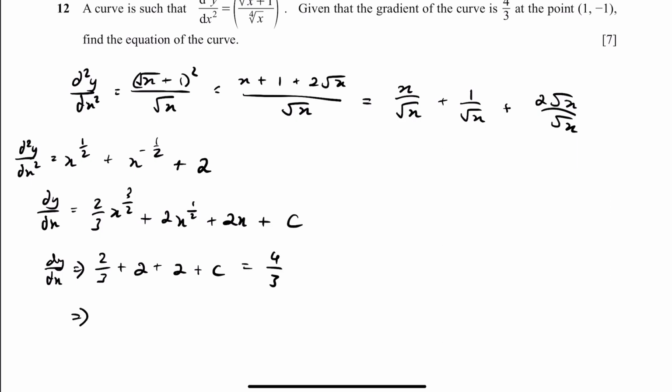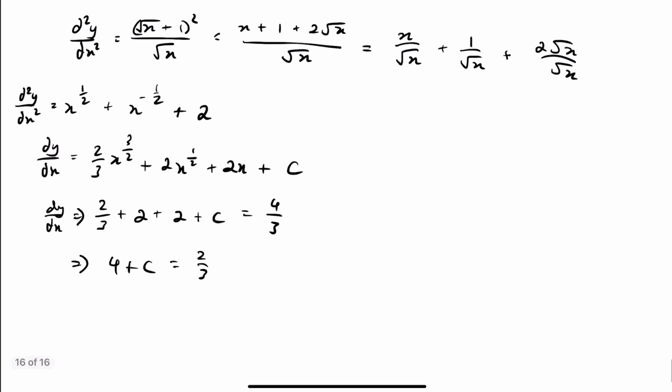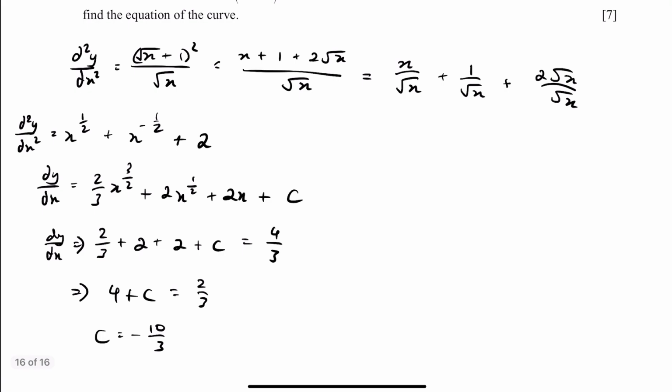So we can say that 4 plus c is equal to 2 over 3 when you subtract 2 over 3 from each side. Therefore, c is equal to negative 10 over 3. So what we have here is c is equal to negative 10 over 3. So therefore, dy over dx must be equal to 2 over 3 x to the power of 3 over 2 plus 2x to the power of half plus 2x minus 10 over 3. So now let's integrate this one more time to get the original curve.